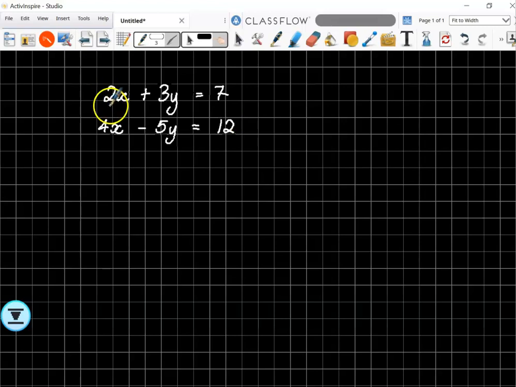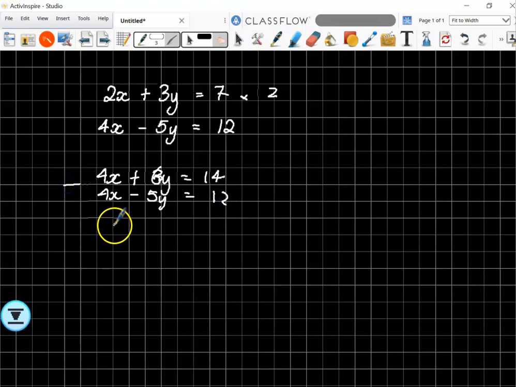So we would have to times this by 2, so the coefficient of x is the same. 4x plus 6y equals 14. 4x take 5y equals 12. You subtract. And so we're left with 11y, and so on.